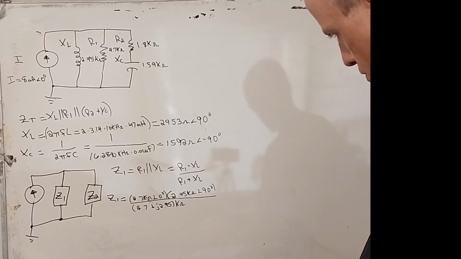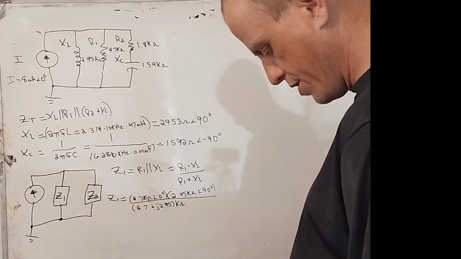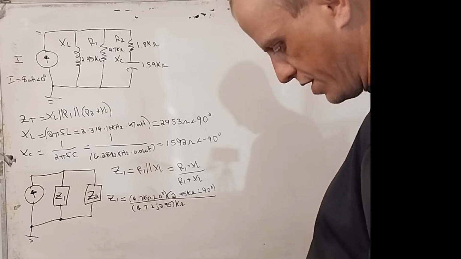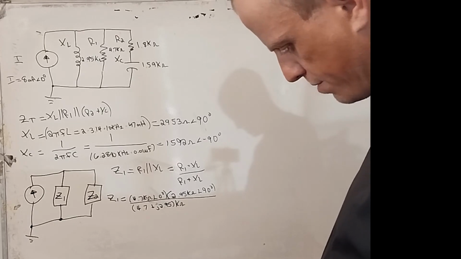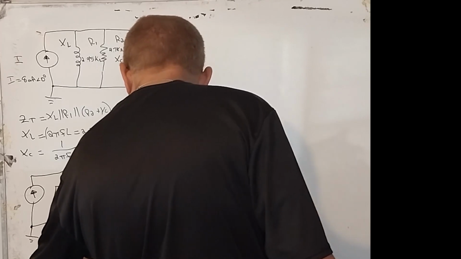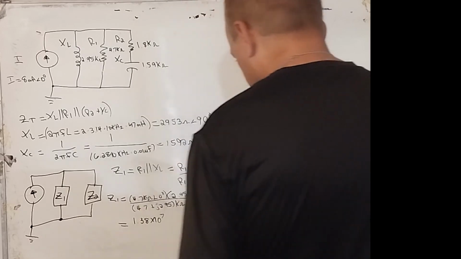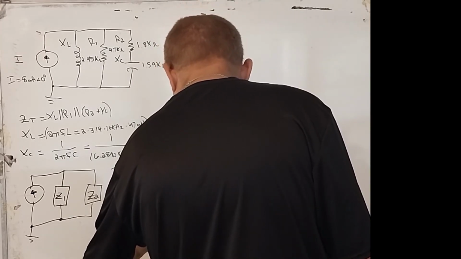But I'm gonna store Z sub 1. I'm gonna calculate Z sub 1 and store it in the value A. So 4700 times the 2953, that's going to be 1.38 times 10 to the 7th ohm squared at an angle of 90 degrees.